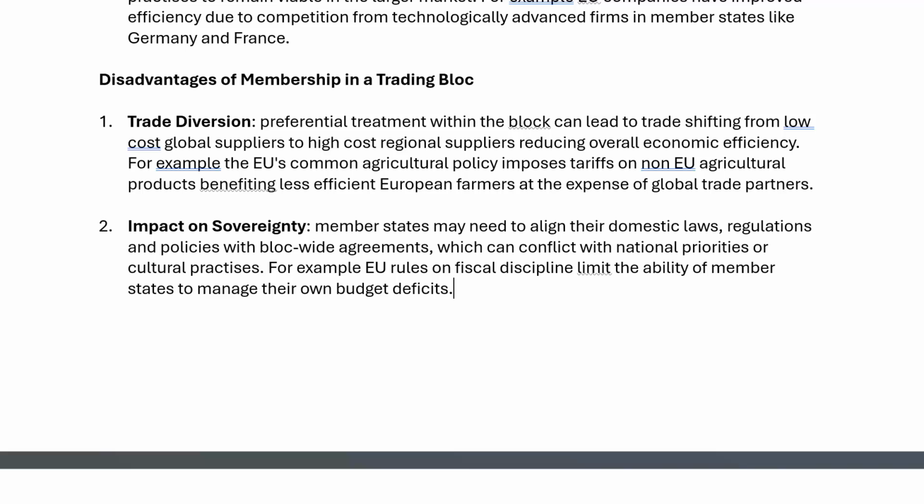So this idea is that once you're part of a trading bloc, once you're part of this group, you kind of give up a little bit of your internal control. You can't manage your own spending in the way you necessarily want to, because it might go against the policies of the wider group. So that's one of the major disadvantages of being part of this trading bloc.